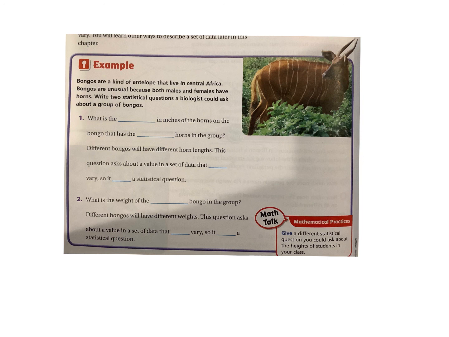So something like that. Let's look at this one. This is similar. Bongos are a kind of antelope that live in Central Africa. Bongos are unusual because both males and females have horns. Write two statistical questions a biologist could ask about a group of bongos. So we could ask, what is the length in inches of the horns on the bongo that has the shortest horns in the group, or the longest horns in the group? Because the group itself is going to have a variety of measurements, and we're looking for one piece out of the data set, out of the set that varies.